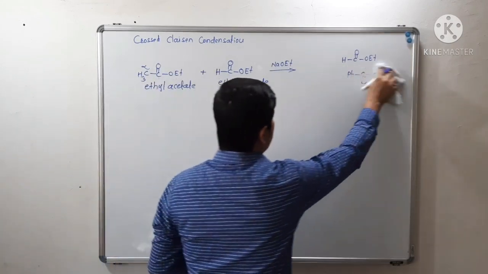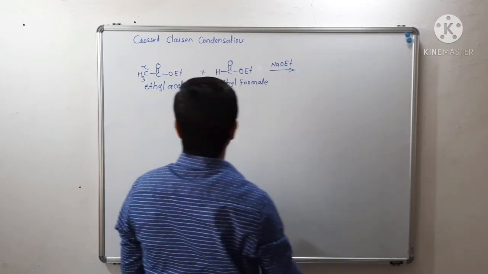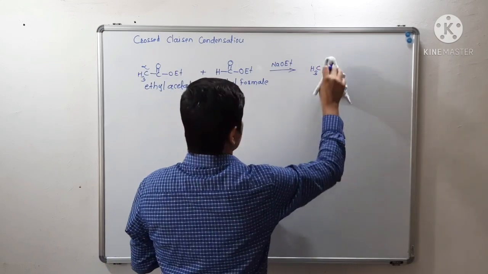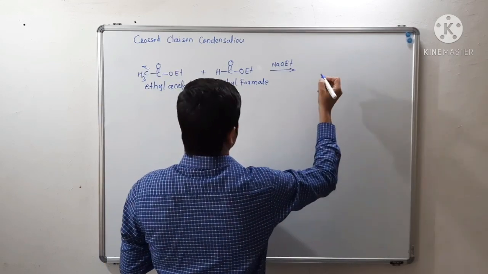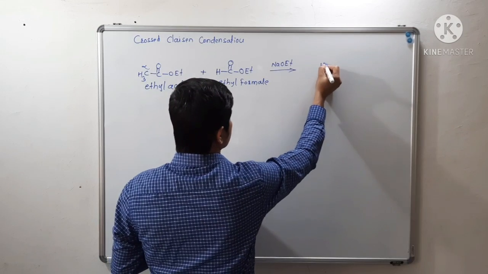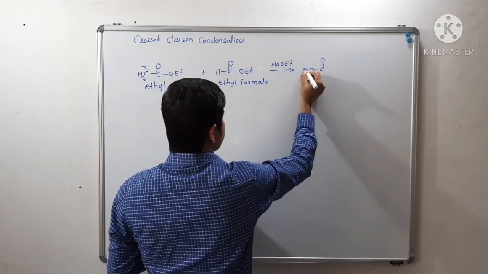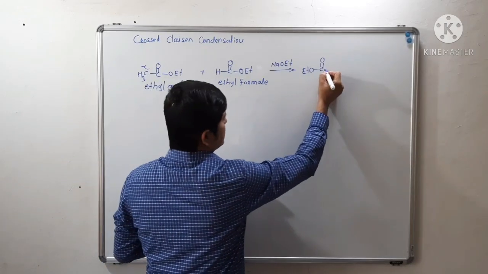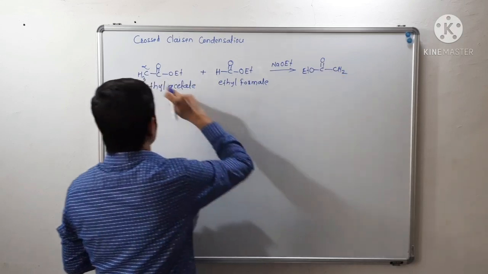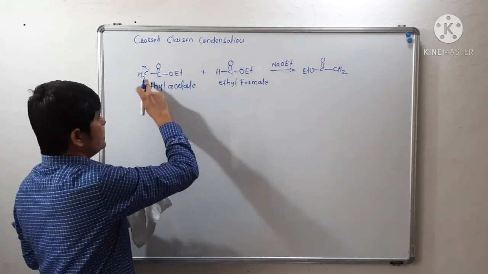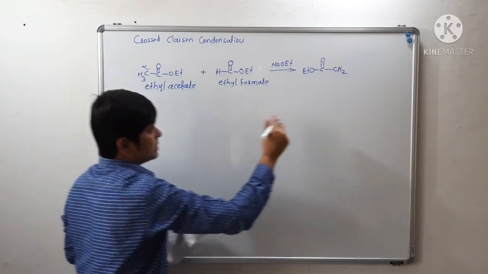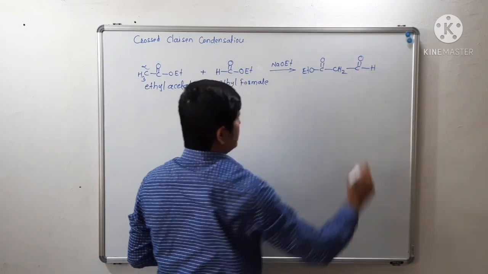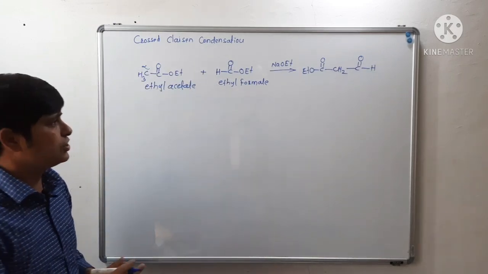Now see what product we will have. We will have COOEt that I have written from this, then this CH2, isn't it? This CH2 is going to condense with this carbonyl carbon. So you will have this ester molecule.